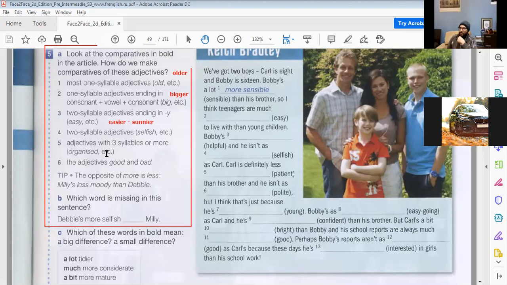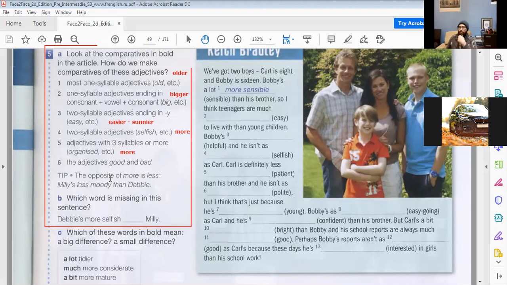We use more before the adjective. That's it. So we say more selfish, more beautiful, more important, more interesting, more considerate, more disorganized. Very good. What about adjectives with 3 syllables or more? What do we do? We use more. The same thing, right? So number 4 and 5, it's the same. We just use more. So we can say more organized, more easygoing, more relaxed.